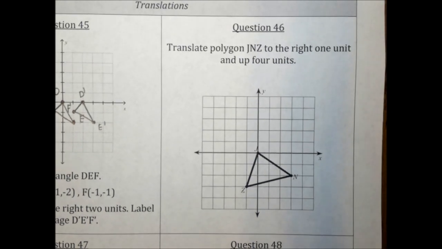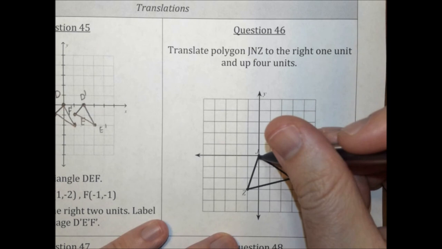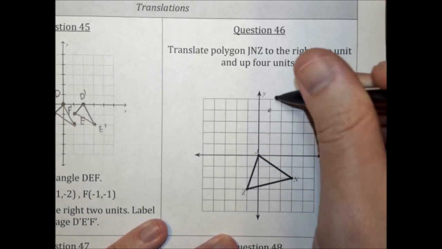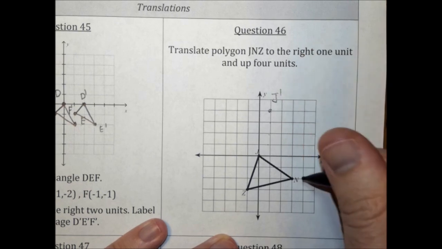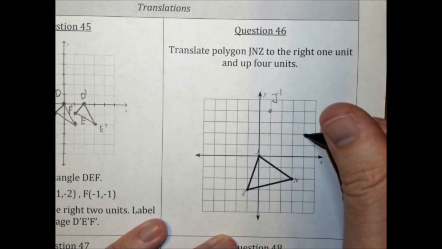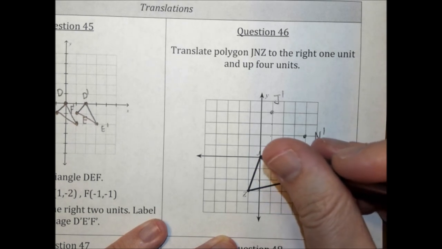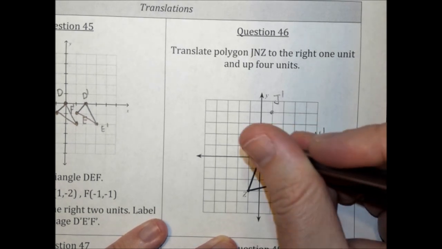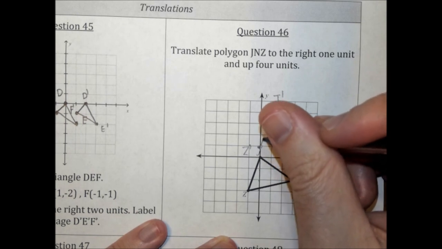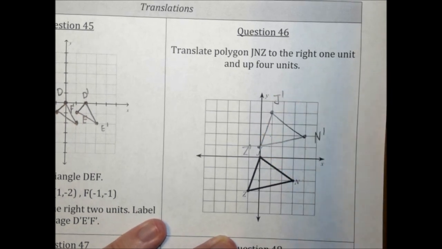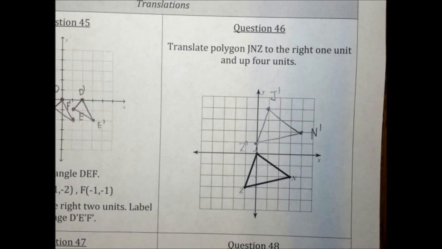Question 46. Translate polygon JNZ to the right 1 unit and up 4 units. Right 1, up 4. It's hard to see, but it's J prime. Right 1, 1, 2, 3, 4, N prime is right there. 1, 1, 2, 3, 4, Z prime is right there. Connect these with a ruler. And we have our new shape.